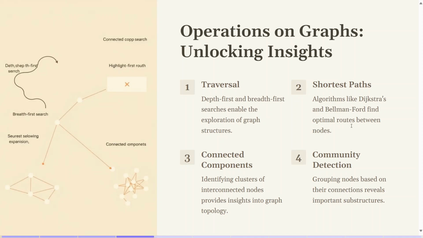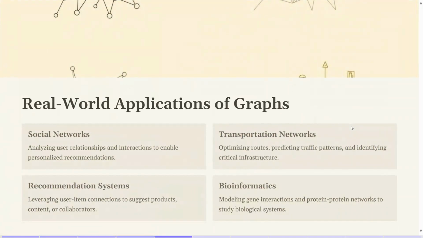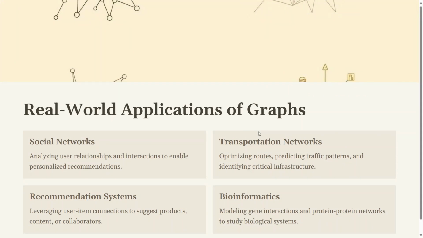When it comes to traversals, we have two different types of searches: breadth first search and depth first search. And we can find shortest paths too. For that, we can use algorithms like A star algorithm and more. Real world applications of graphs. There are many real world applications such as social networks, transportation networks, recommendation systems, bioinformatics, web page ranking, and many more.